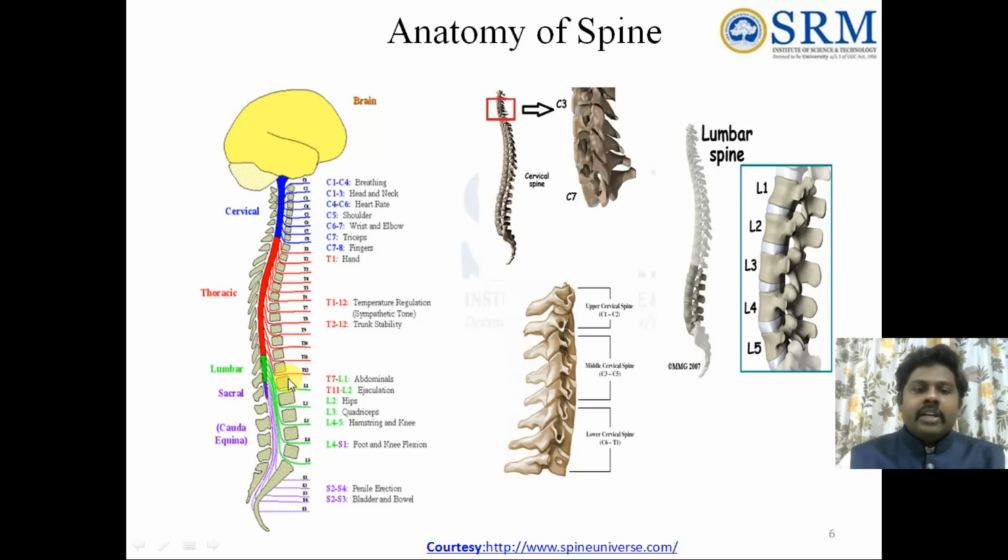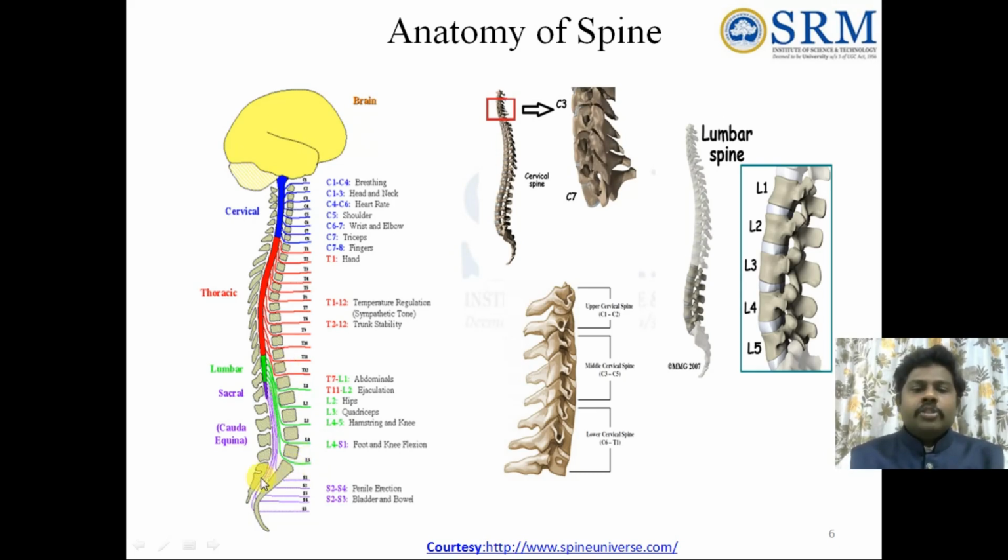And after that, from this bottom level, from this to this, L1 to L5, we will call it the lumbar spine. L1, L2, L3, L4 and L5. Five vertebrae are there in the lumbar spine. So from this level, we will call it a lumbar spine.